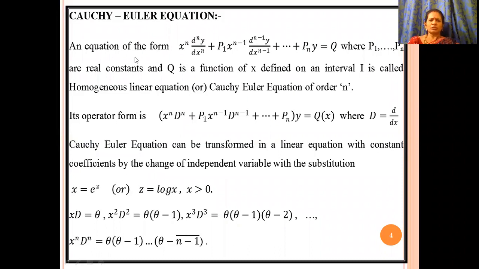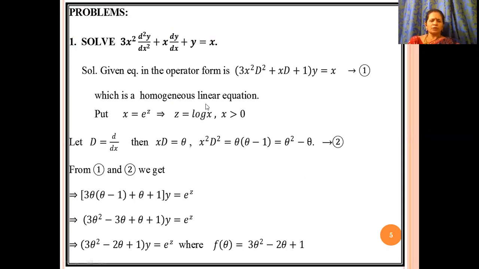This is a Cauchy Euler equation. We call it a homogeneous linear equation, the Cauchy Euler equation of order n. Using the Cauchy Euler equation, you have to write down the formulae. The Cauchy Euler equation, a linear equation with non-constant coefficients, can be transformed into a linear equation with constant coefficients by the change of independent variable with the substitution. These are the substitutions. So coming to the problem.